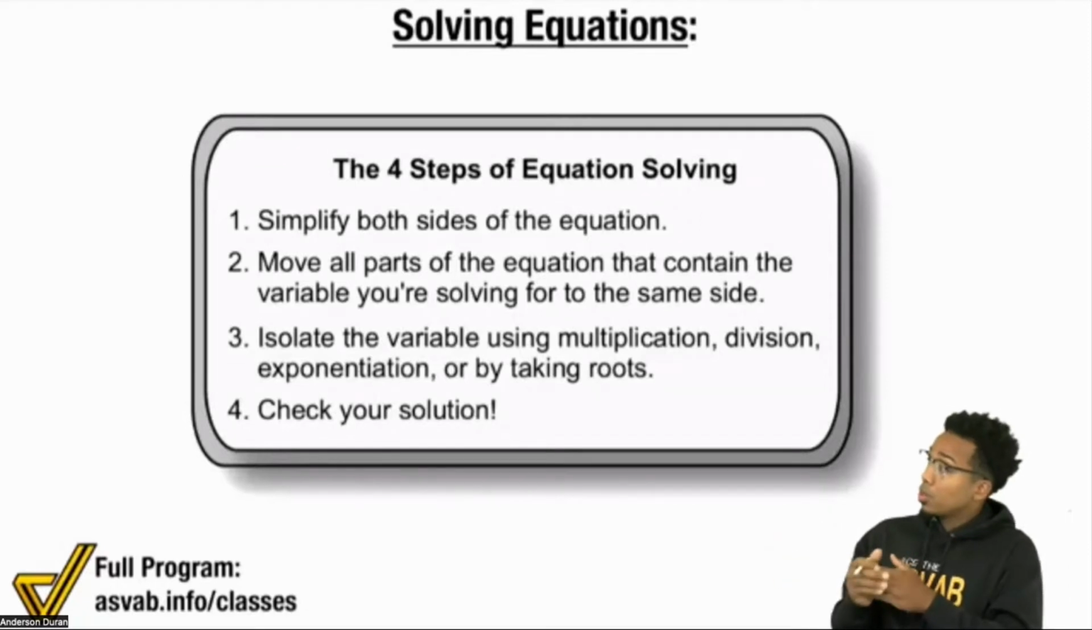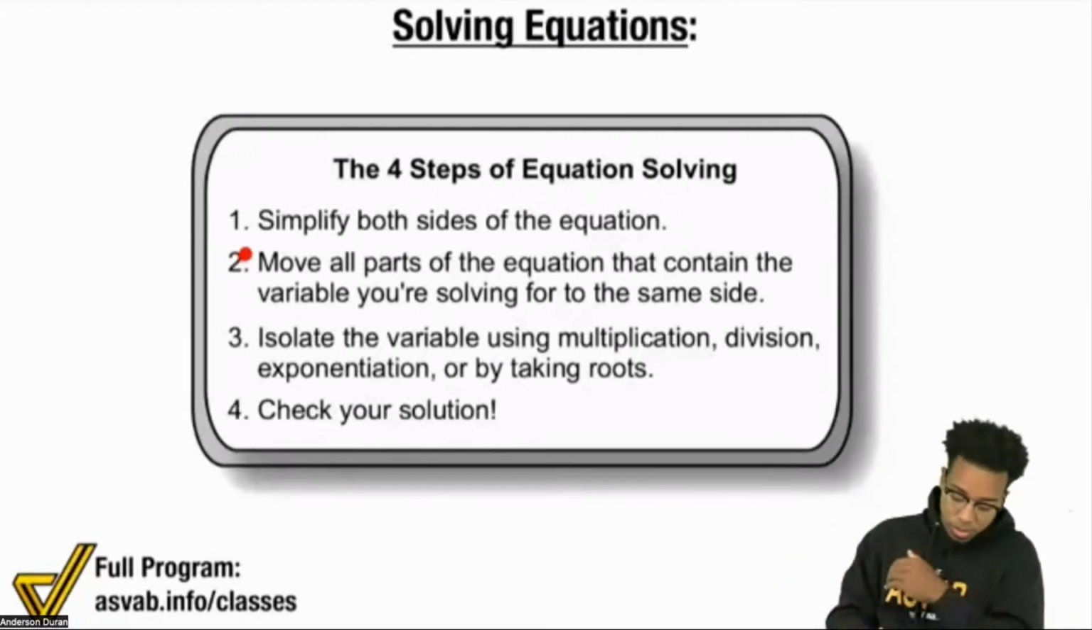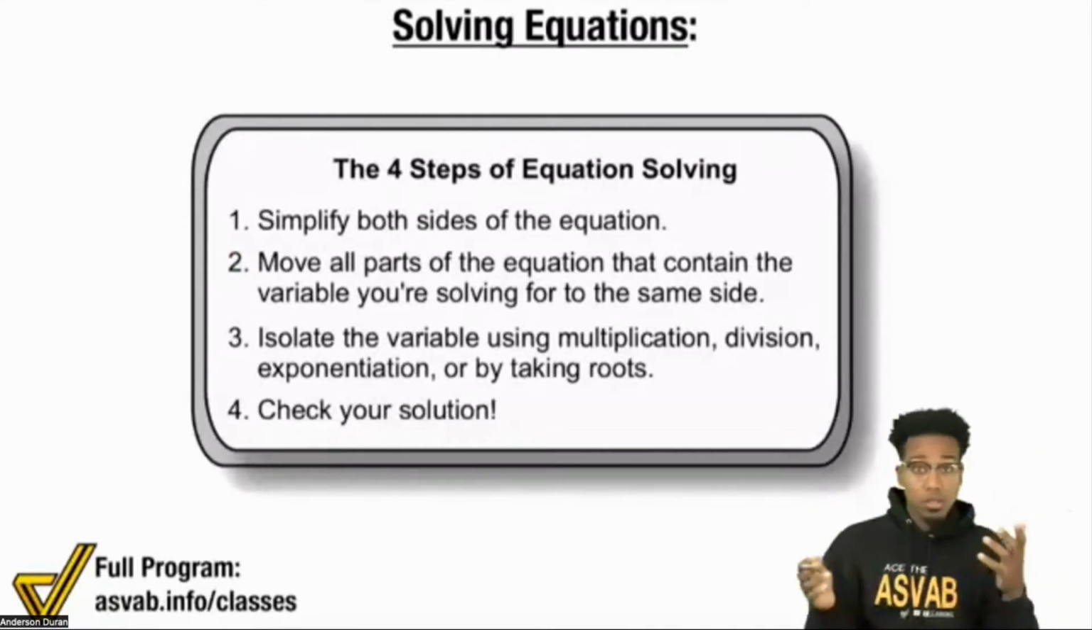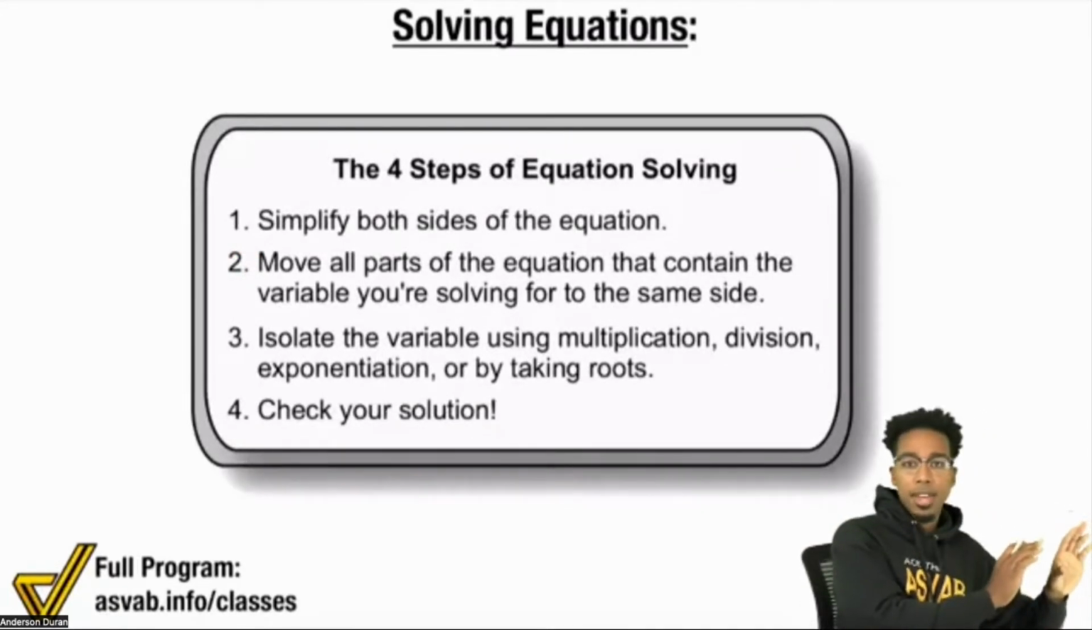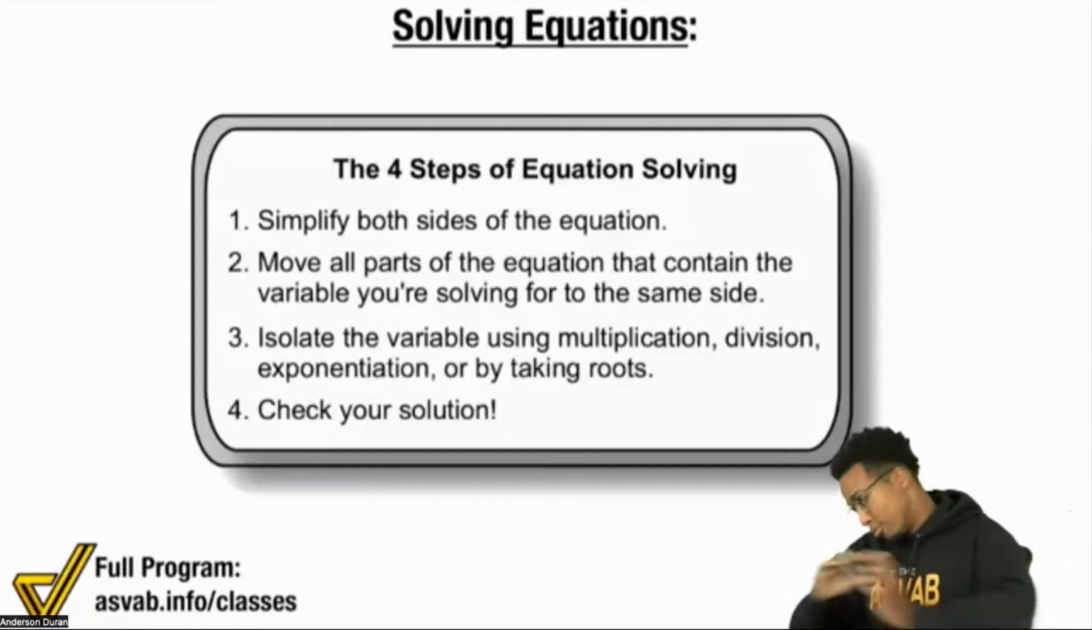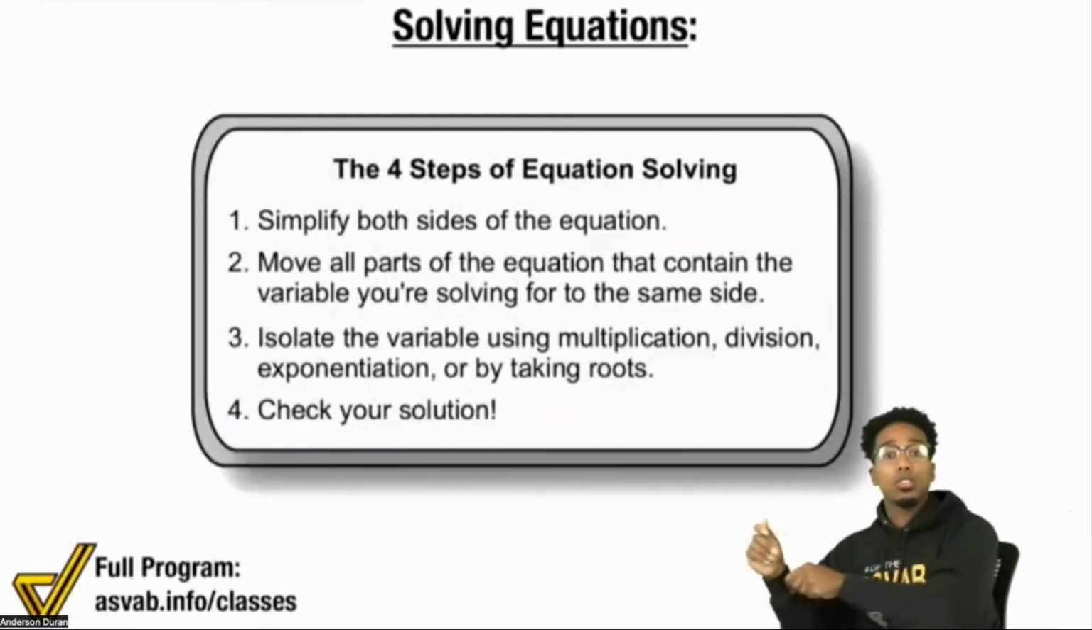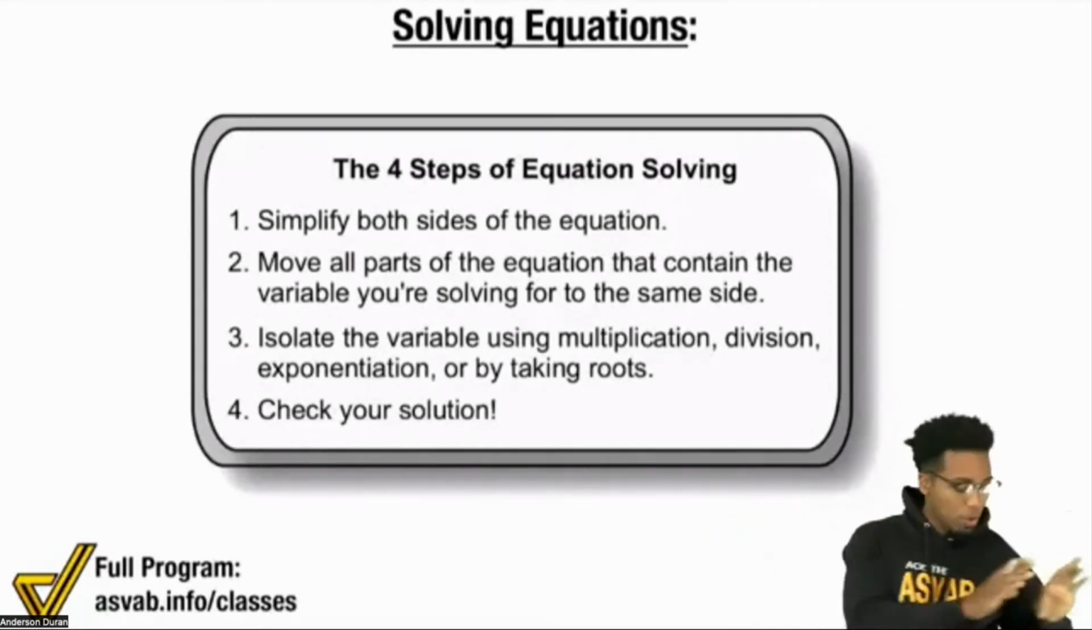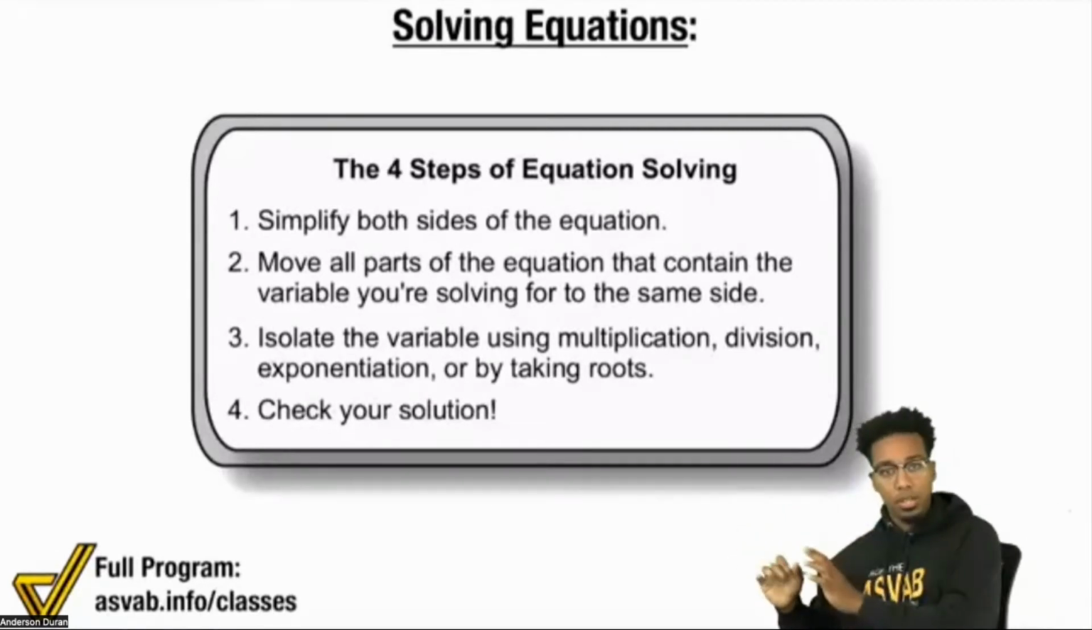Number 2, what we need to look forward to doing is making sure that we move all parts of the equation that have variables or letters to one side. Everything that has a number, move it to the other. And that's it. Once you focus on getting all the variables together and then getting all the regular numbers together, that's step 3.